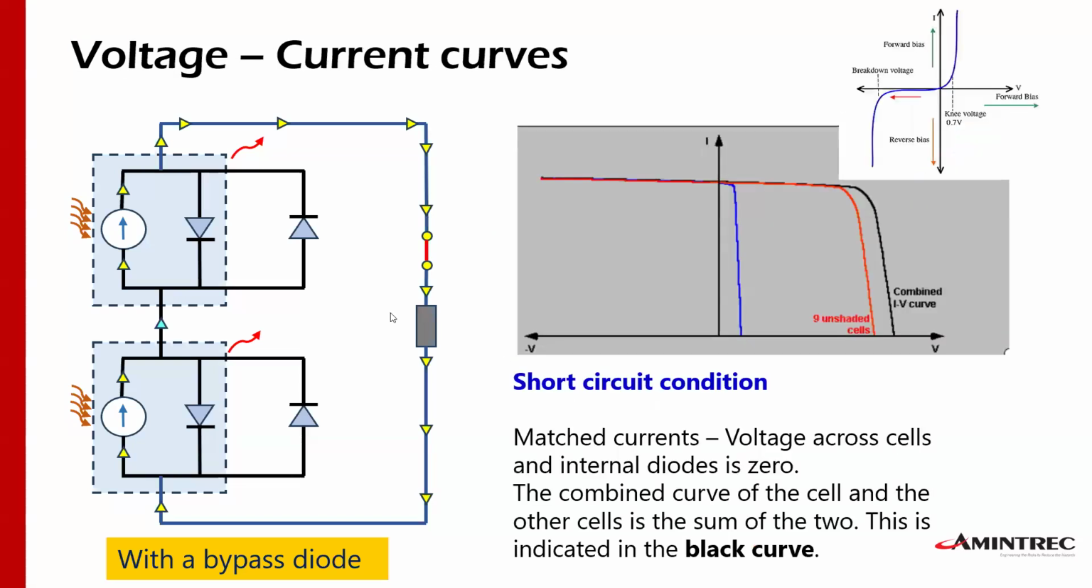Okay, so then I have the same curve. All right, because they're exactly the same situation. So I have the red curve and the blue curve. You add them together, then you have the black curve. Okay, this will be the addition. Okay, so it's the same situation. You have matched currents, the voltage across the cells and the internal diode is 0 because this is a short circuit current.